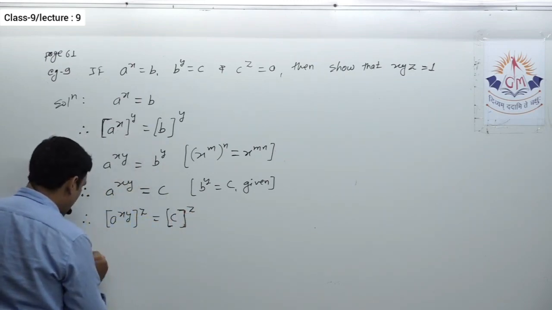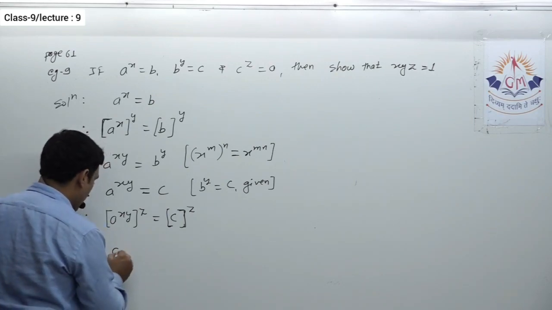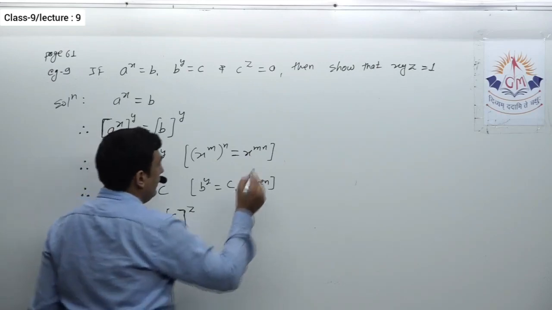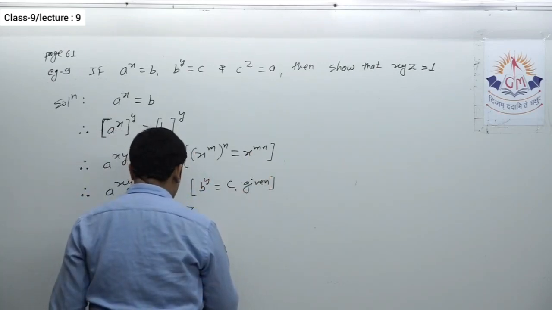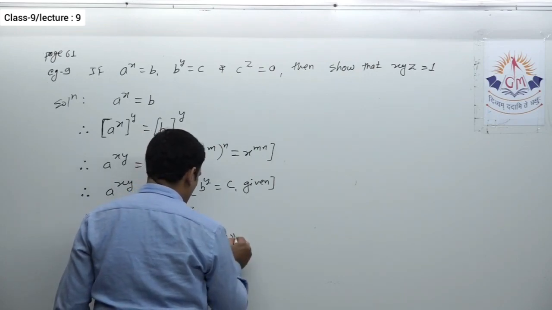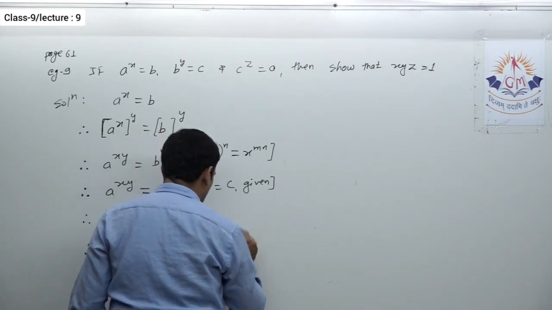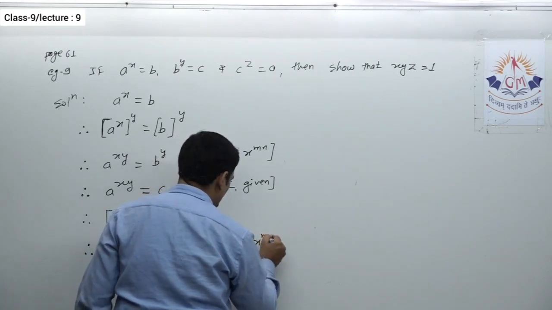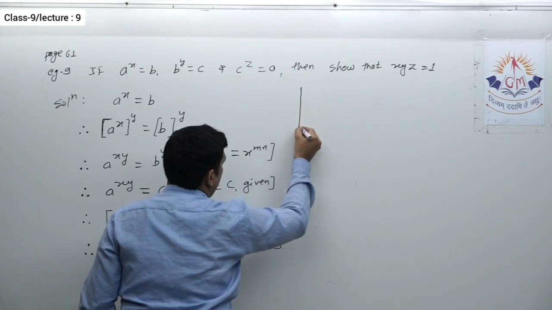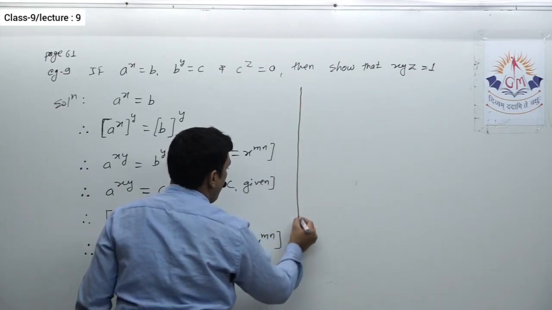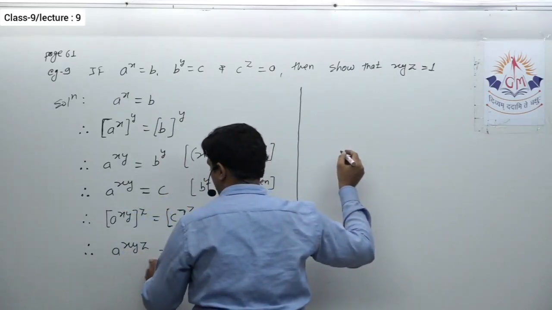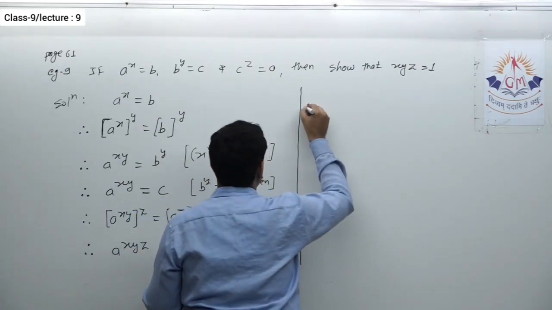So this again, if I apply the power law, this will become a raised to xyz, and over here it will become c raised to z. So here I apply the power law once again: a raised to m raised to n is equal to a raised to mn. So here it is a raised to xyz is equal to c raised to z.